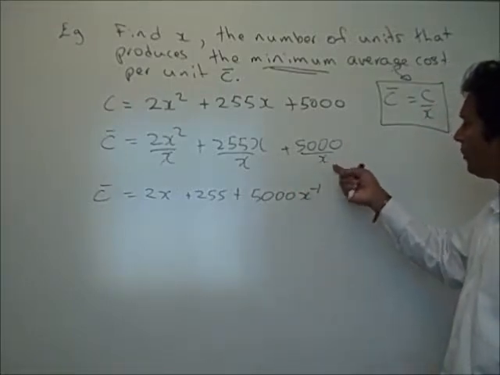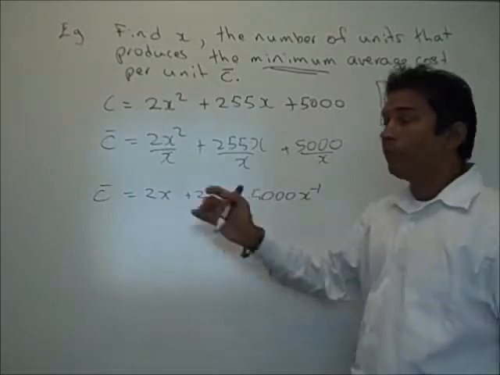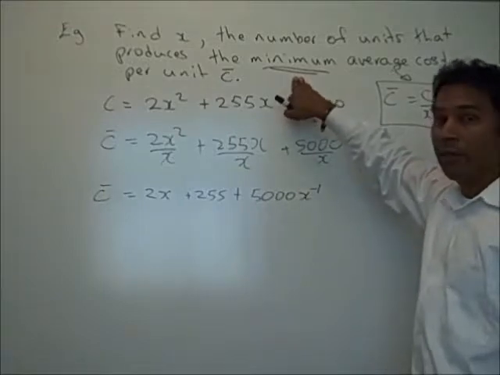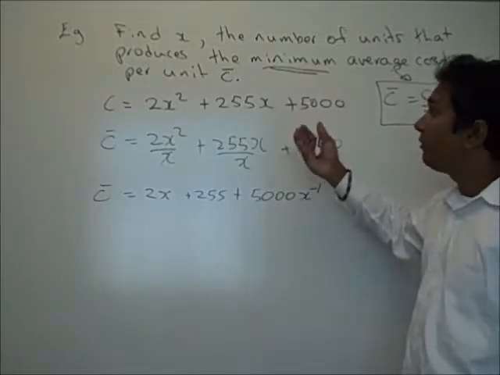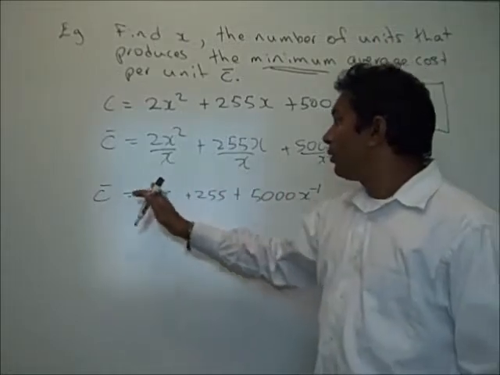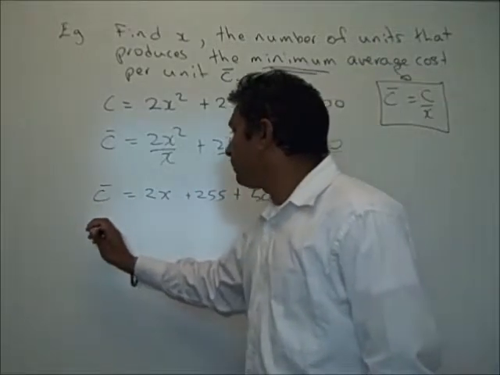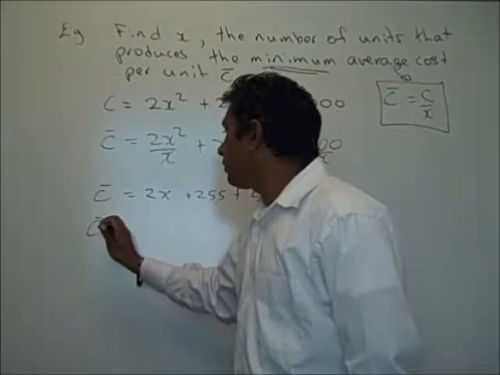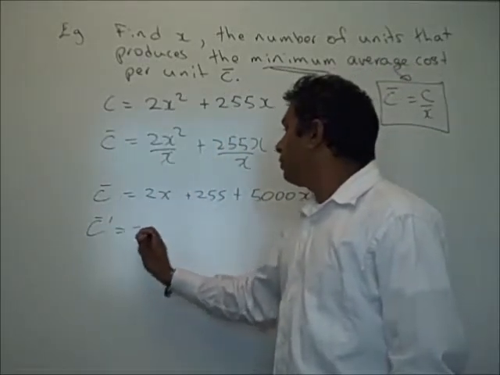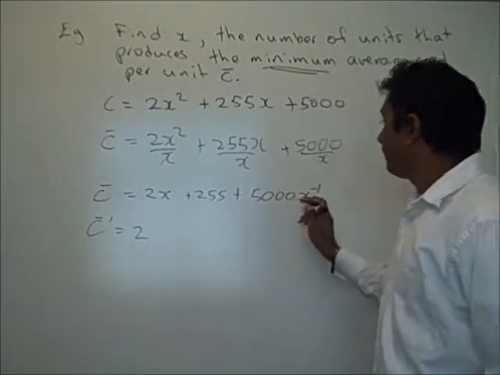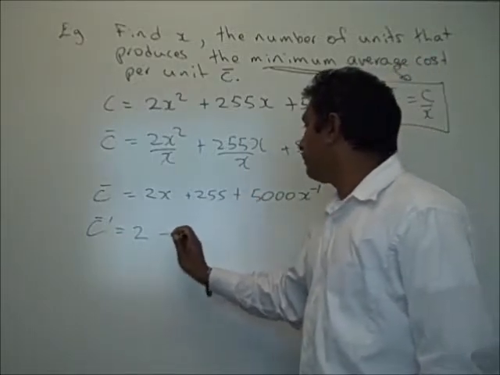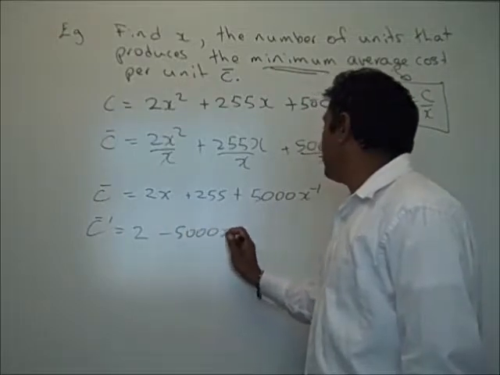And the reason why we move this x up is so that we can take our first derivative. Because remember, to find our minimum or maximum value, we need to find the first derivative and find our critical number. Our critical number occurs where the first derivative is equal to 0 or undefined. So let's go ahead and take our first derivative. First derivative of 2x is 2, of our constant is 0. First derivative of this becomes negative 5,000 x to the negative 2.